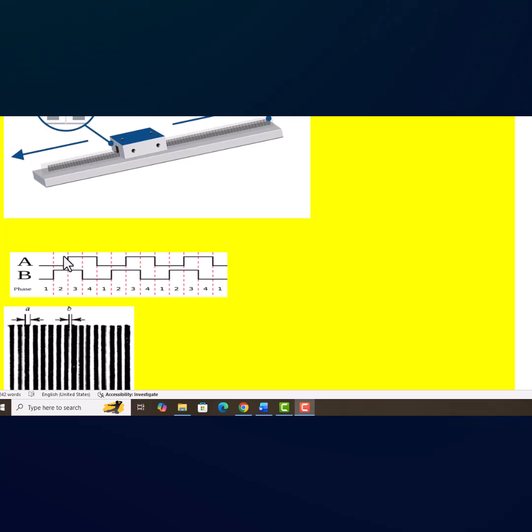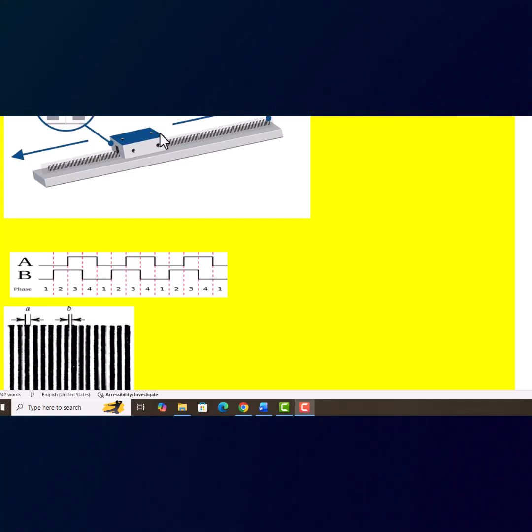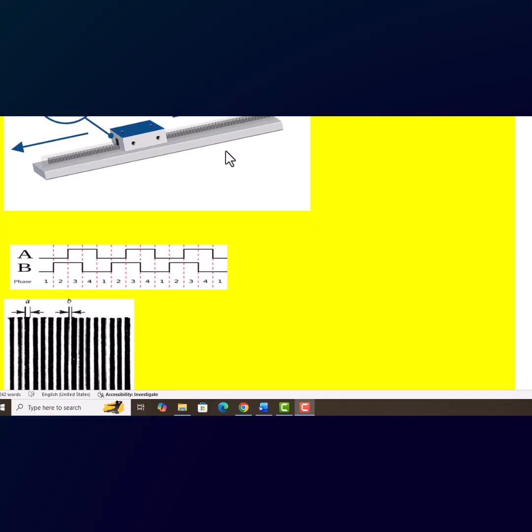Suppose phase A photodiodes produce the pulses like this, and phase B produces the pulses like this. In that case, the meaning is that phase B is leading phase A. That means the prismatic joint moves from the reference point to the left side. Suppose phase A leads the phase B pulses, then we say the prismatic joint moves from the reference point to the right side like this.